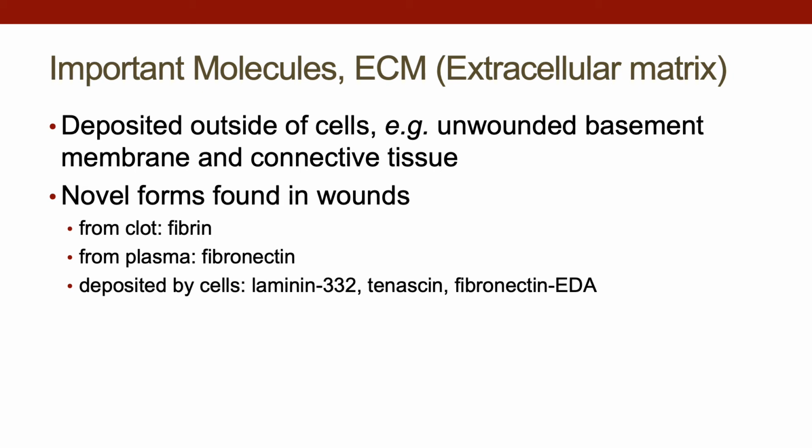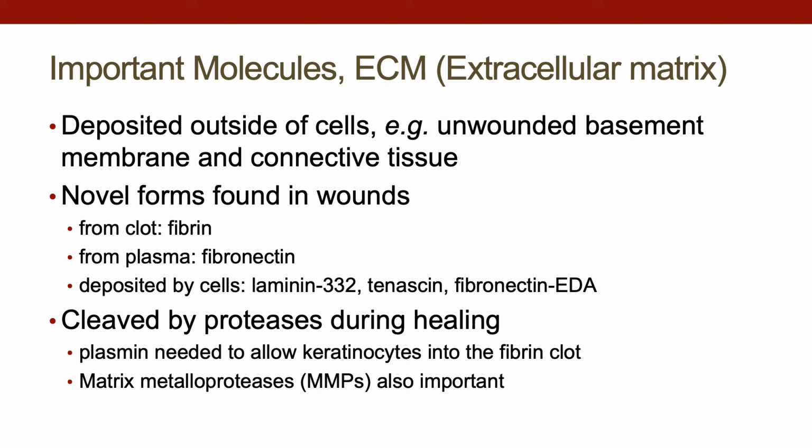The fibrin in the clot is considered to be a form of extracellular matrix. It's outside the cell. It's deposited, and cells have to migrate through it and around it. And then there's something called fibronectin that comes in from the plasma and attaches to the fibrin, and is used in wounds. And then the cells deposit these other forms, laminin 332, tenascin, and fibronectin EDA in the wounds.